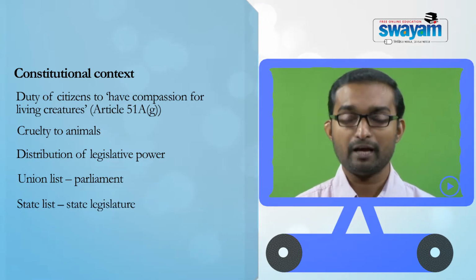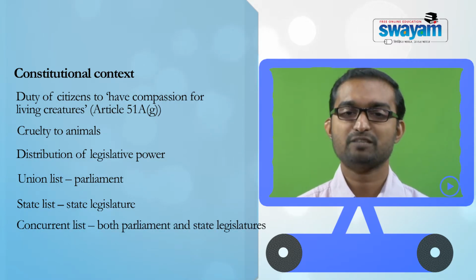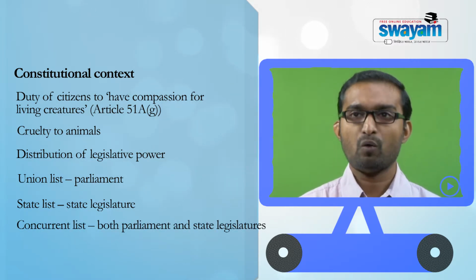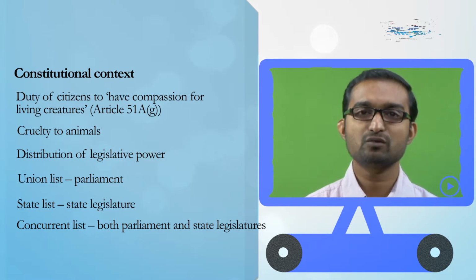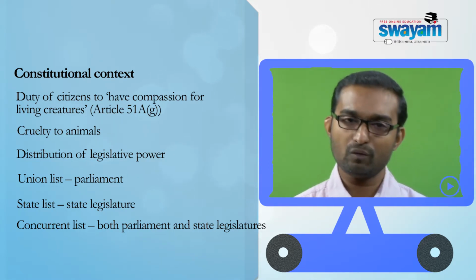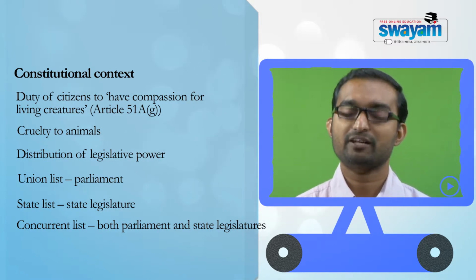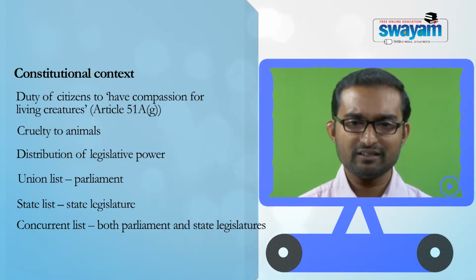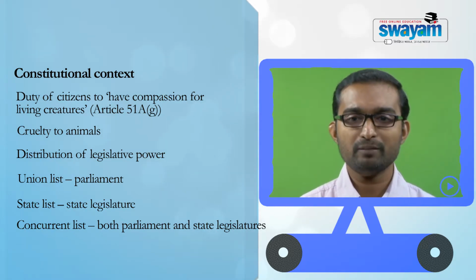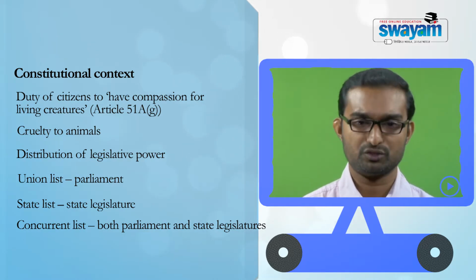For example, there are three lists: the union list, the state list and the concurrent list, as provided in the Constitution. For all those subject matters enlisted in the union list, the parliament has the exclusive power to make laws. Similarly, for all those subject matters in the state list, state legislatures have the exclusive power to make laws. And as far as subject matters in the concurrent list are concerned, both the parliament and the state legislatures have equally the power to enact laws.